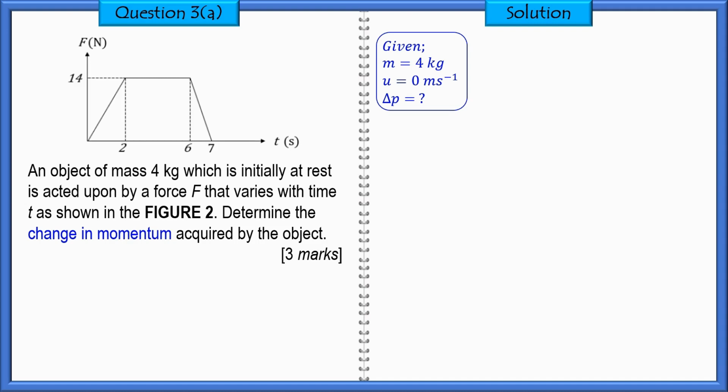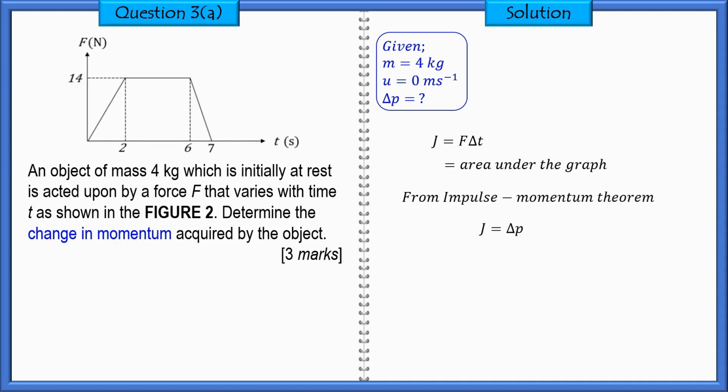Referring to the graph given, which is graph F versus t, we know that the area under the graph represents impulse. And from the impulse-momentum theorem, we know that J is equal to delta P, or change in momentum. Because of that, if you want to calculate the change in momentum referring to the graph given, it is also equal to the area under the graph, equal to half times the height of the trapezium 14 times 4 plus 7. You will get that the change in momentum referring to the graph of F versus t is 77 kg meters per second.